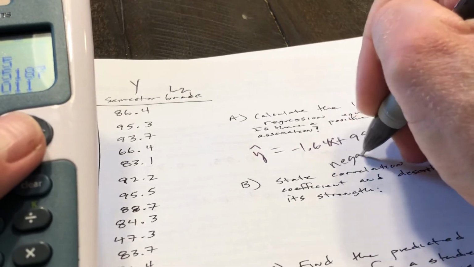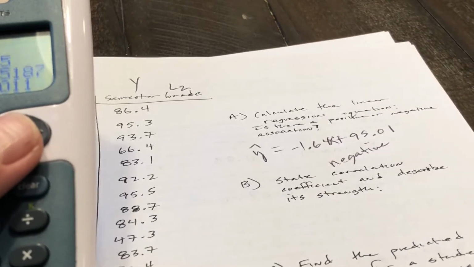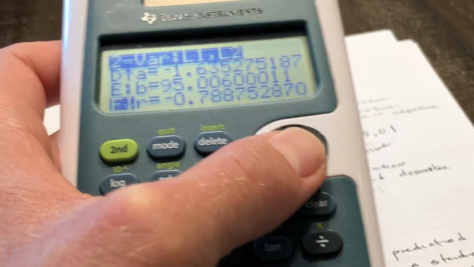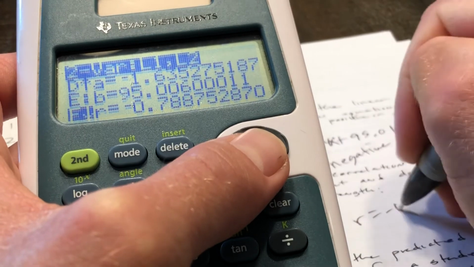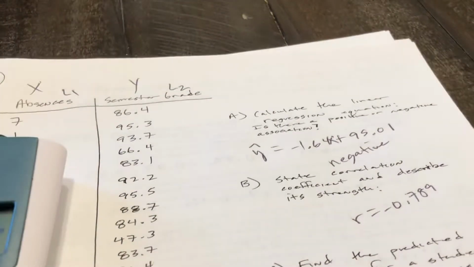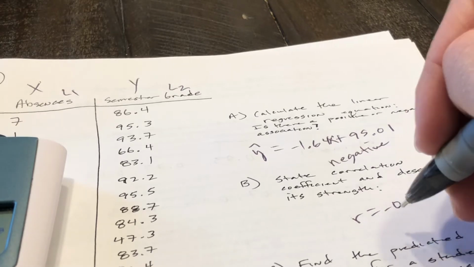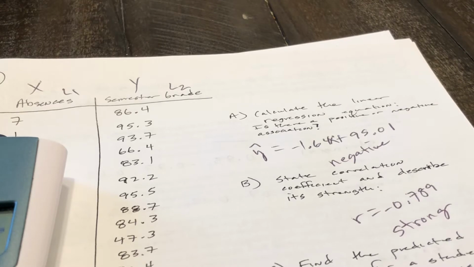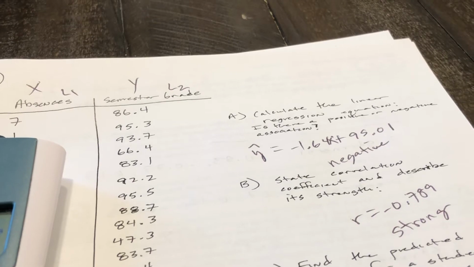It's negative. Look at the slope. Slope's negative, that's a negative association. So if the slope's negative, my correlation coefficient also has to be negative. Negative 0.789. Its strength, so we'll write these down when I see you in class, but anything above 0.7 or below negative 0.7 we're gonna call strong. We're not gonna say very strong, but this is strong negative correlation. The more classes you miss, the worse your semester grade is gonna be. Obviously, there's gonna be some outliers.